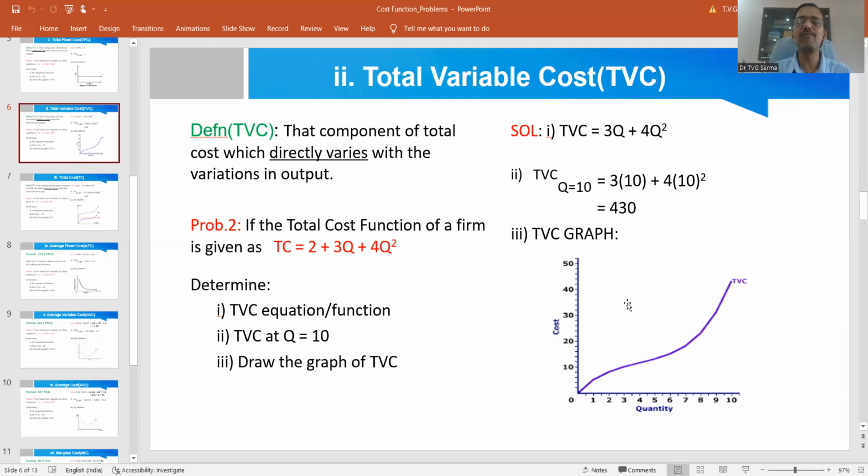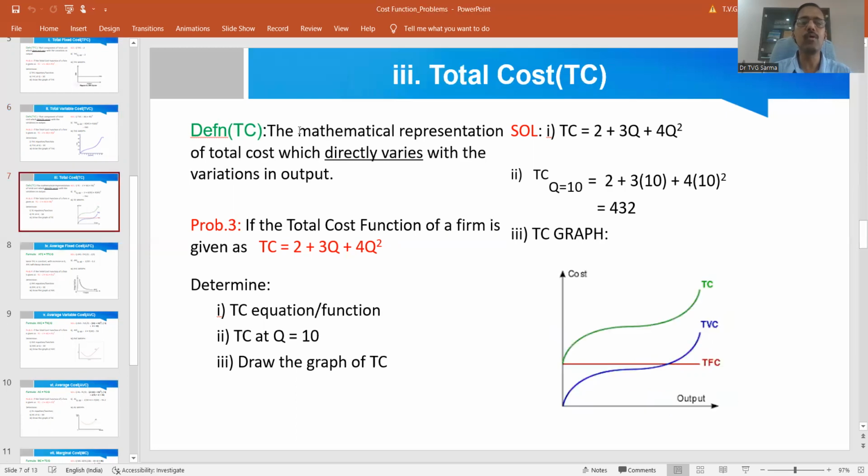Similarly, we can draw the graph of the total variable cost. The total variable cost will vary proportionately with the output, and the nature of the graph will be like this, as shown in this diagram. As and when output goes on changing, the total cost also goes on changing proportionately. So this is how the total variable cost is explained. Now let us see what exactly is the total cost. The total cost varies directly with the variation in output. It is nothing but a summation of total fixed cost and the total variable cost.